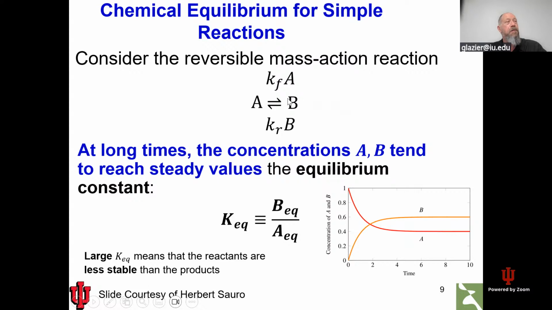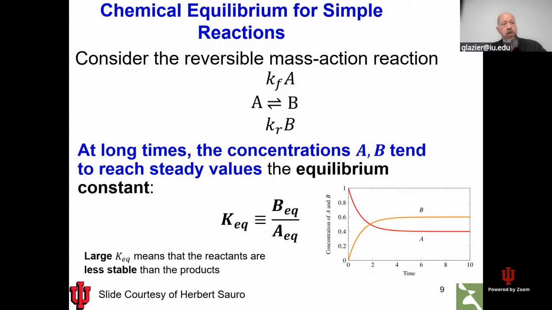I've written a simple mass action rate law. The rate A goes to B is Kf times A. The rate B goes to A is Kr times B. And if I allow that system to evolve in time, A and B will reach constant values, where the ratio of B to A is called the equilibrium constant, K equilibrium, and that's going to be Kf divided by Kr.